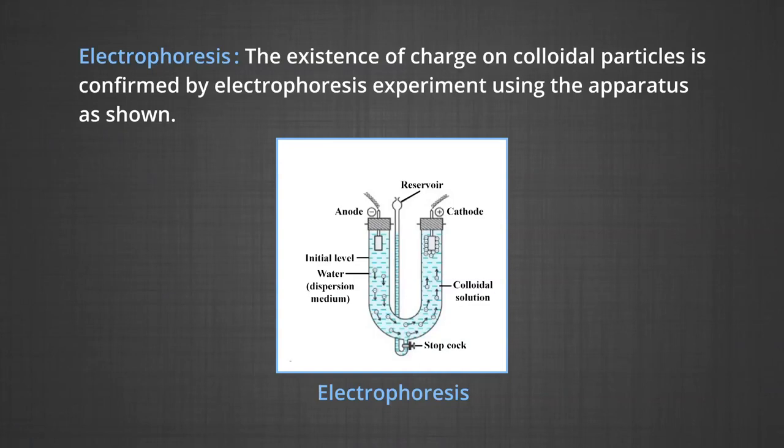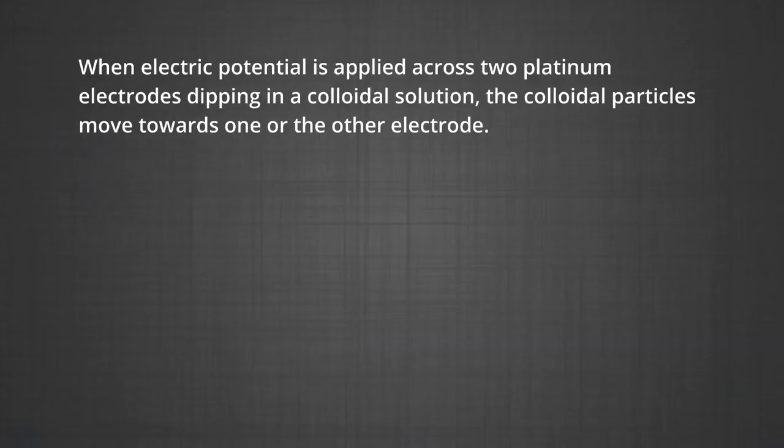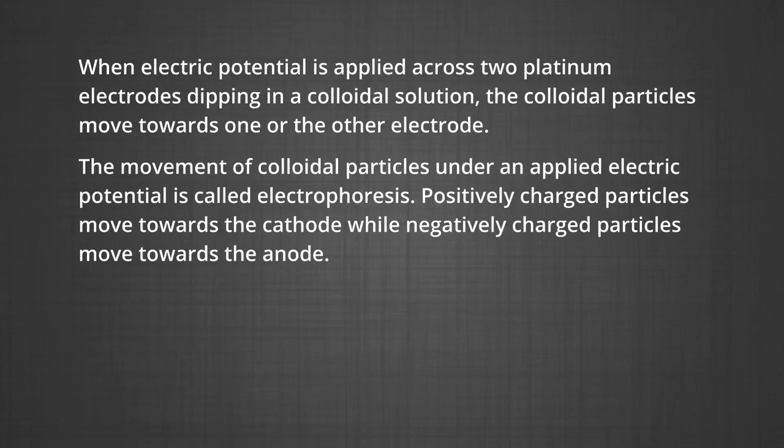Number 3, electrophoresis. The existence of charge on colloidal particles is confirmed by electrophoresis experiment using the apparatus as shown in the figure. You can see from the figure, when electric potential is applied across two platinum electrodes dipping in a colloidal solution, the colloidal particles move towards one or the other electrode. The movement of colloidal particles under an applied electric potential is called electrophoresis. Positively charged particles move towards the cathode, while negatively charged particles move towards the anode.